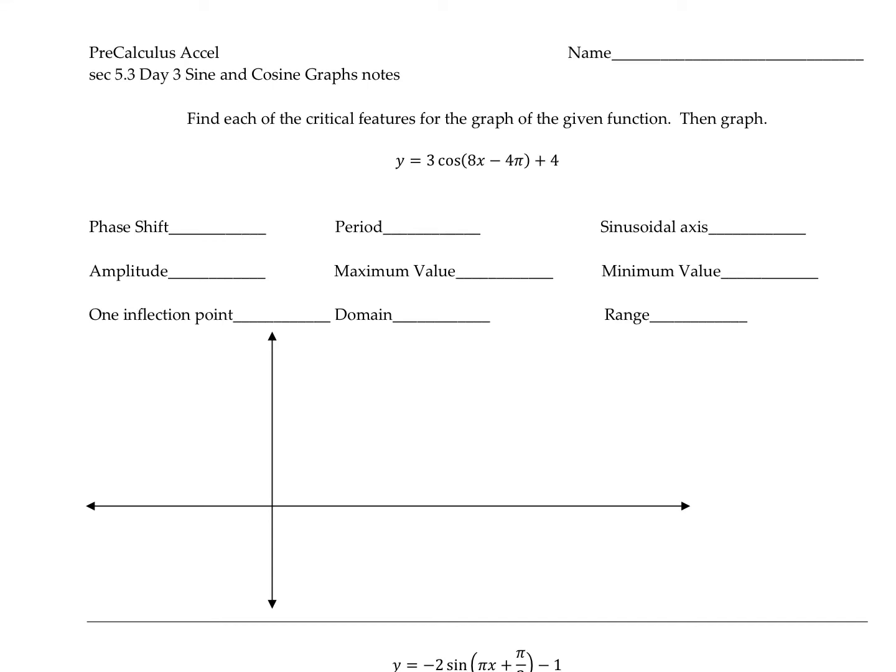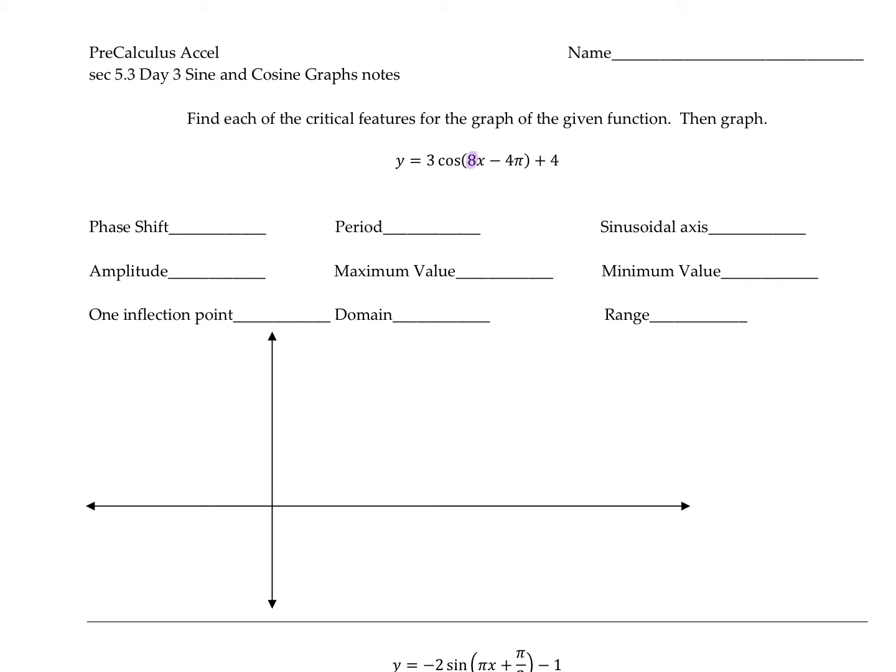In this video, we are going to do more graphing of sine and cosine functions. So in this first equation, we need to find some of our key information. But what's different about this one compared to some of the other functions that we have graphed is that my b value is inside the parentheses. So I can see that my b value here is 8.